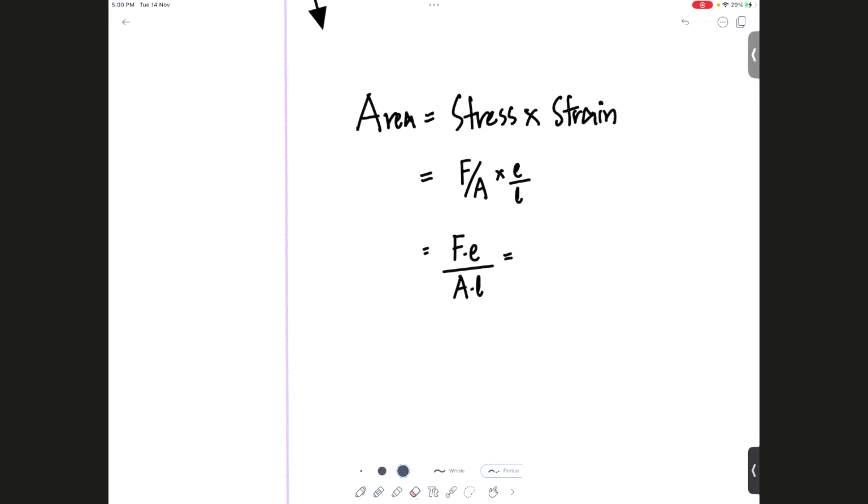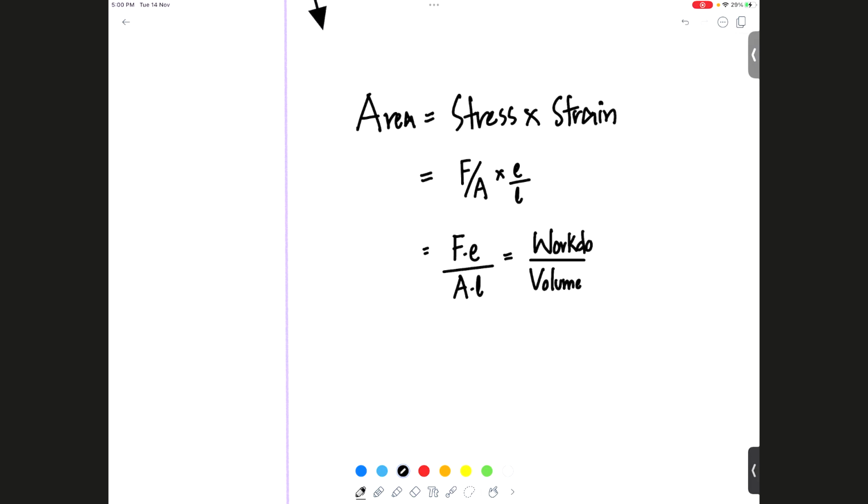Can anyone tell me what is the cross-section area of the material multiplied by the length of the material? Volume of the material, right? So it is a volume share. What is force multiplied by the amount of extension it undergoes? Force into extension. Yes, it's the work done, right?